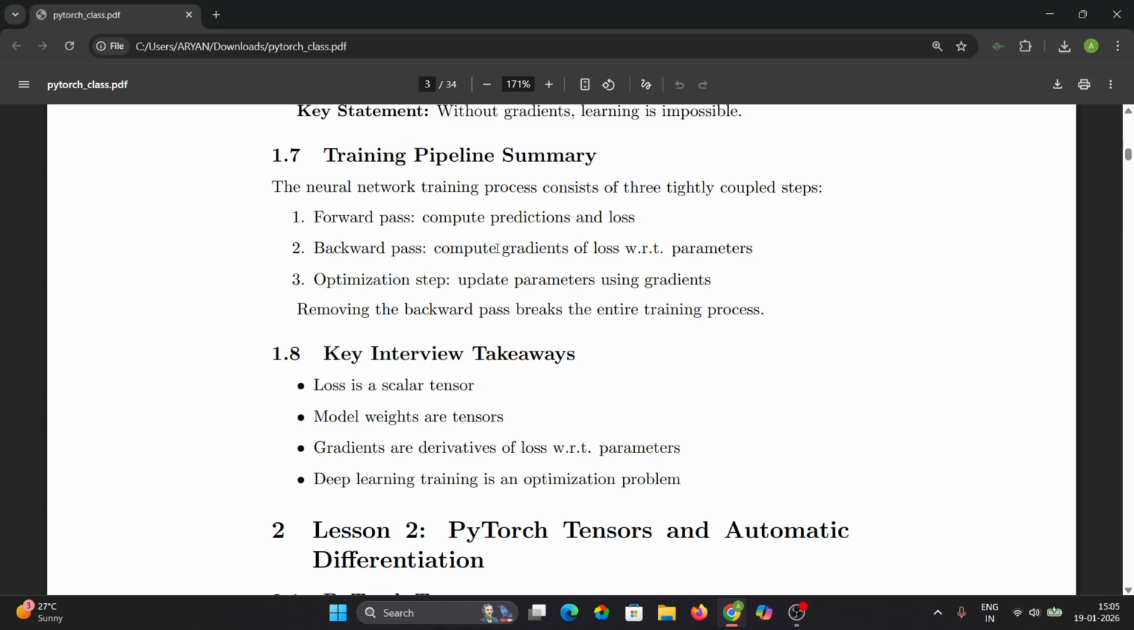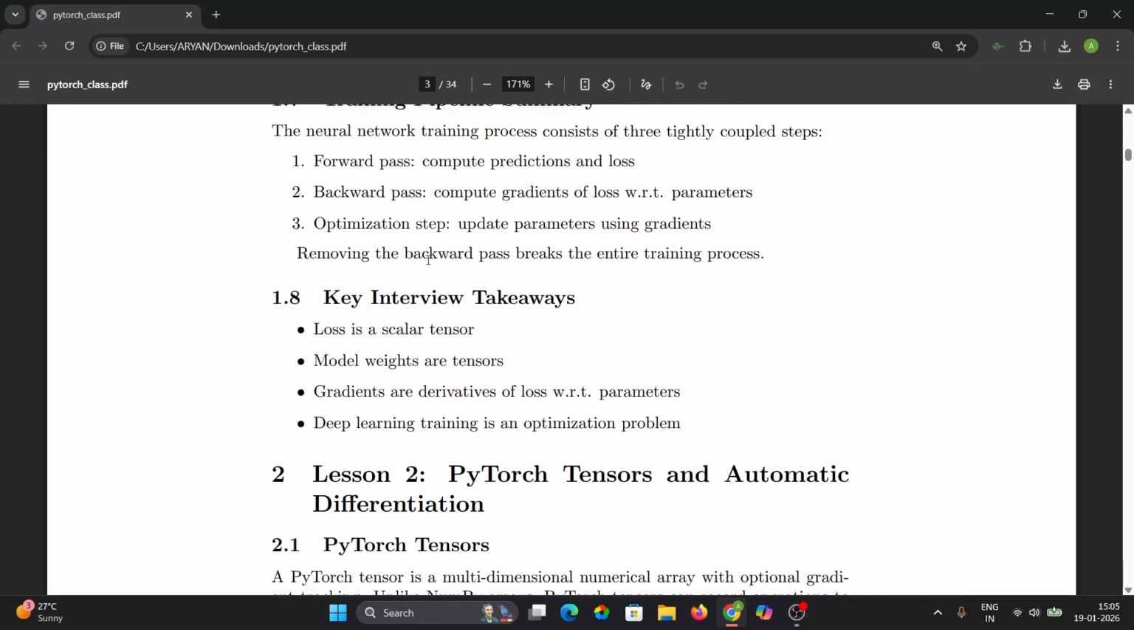So we compute the gradient of loss with respect to them. And in the optimization step, we update the parameters with the gradient. Weights get updated like this: w equals w plus learning rate times the derivative of loss with respect to the particular parameter. For the weight, it's dL by dw; for the bias, it's dL by db. So removing the backward pass breaks the entire training process.